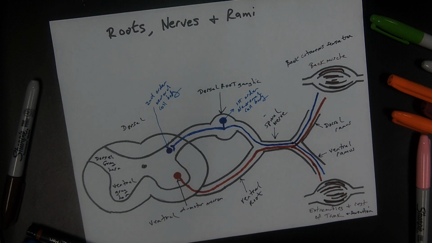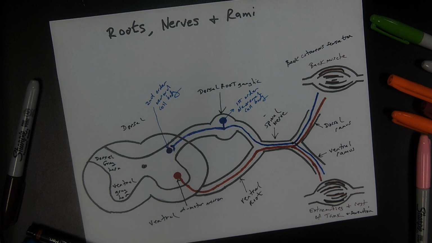So the rami, as well as the nerves, carry both somatosensory and motor information, but the roots only carry, for dorsal root, somatosensory, for ventral root, motor. Questions?